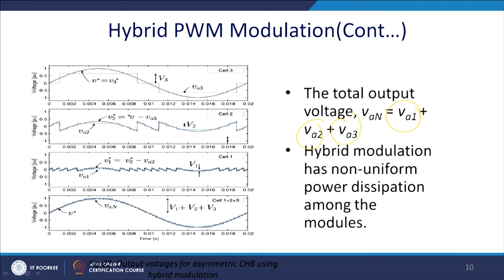So, see that this should be the ultimate modulation waveform, and this one is your VA3, and you are also required to generate VA2, and this blue one is VA2. So, this difference of the steps kind of waveform is basically V2 minus VA3. Similarly, you will find that there is less ripple.